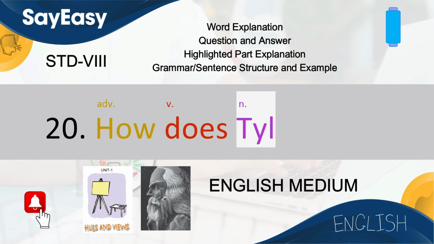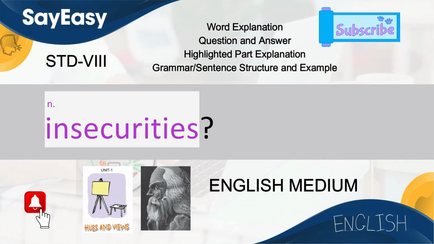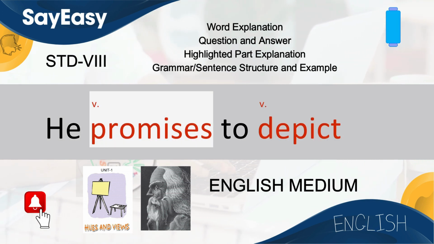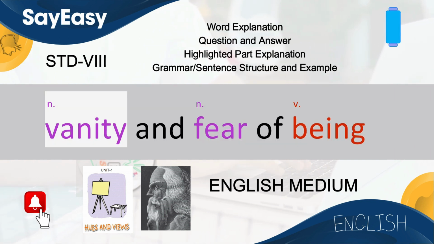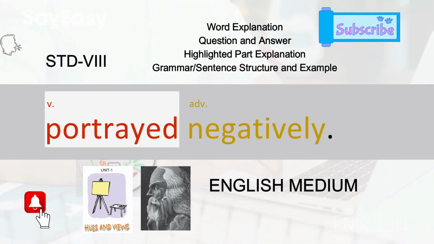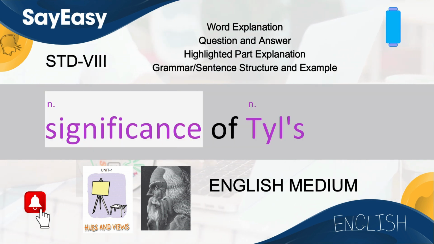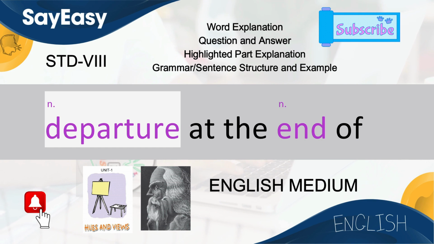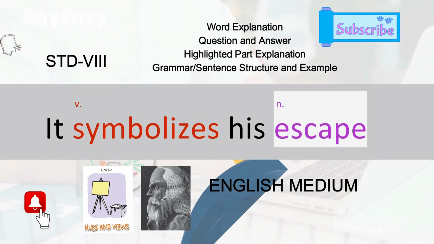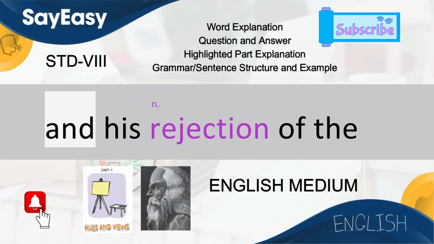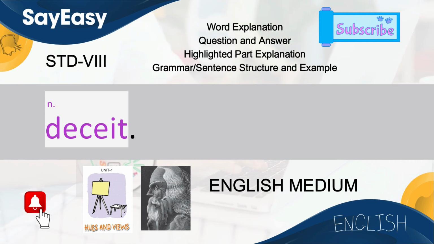20. How does Tivael capitalize on the courtier's desires and insecurities? He promises to depict them favorably in the painting, exploiting their vanity and fear of being portrayed negatively. 21. What is the significance of Tivael's departure at the end of the story? It symbolizes his escape from potential danger and his rejection of the court's superficiality and deceit.